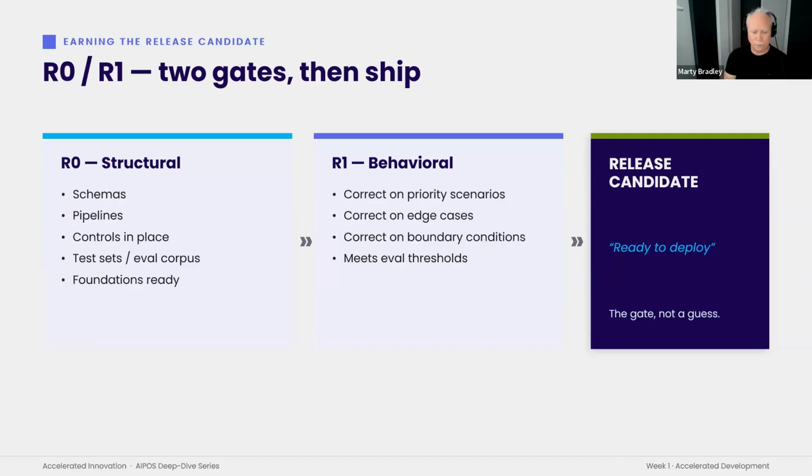But in the behavioral side, you want to make sure that you reach your evaluation thresholds. So if your structural integrity is good, all your tests are passing and everything's good, and your behavior is good, then you're probably ready to deploy, right? And it's no longer a guess. It's just a gate. It's just a decision. Eventually, you could get to a point where you could do auto deploys on it if you wanted to.